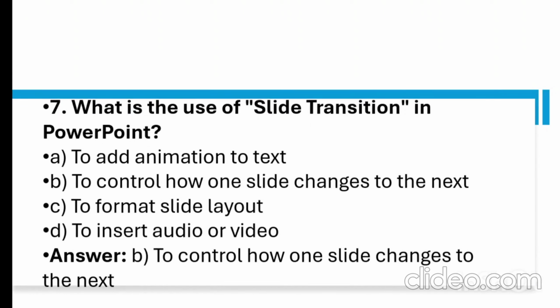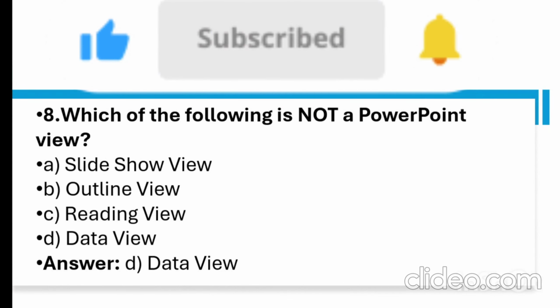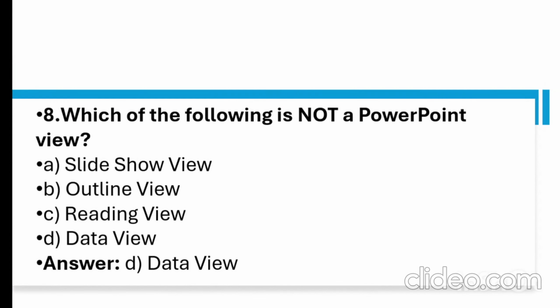Question number 7. What is the use of slide transition in PowerPoint? Options are A. To add animation to text, B. To control how one slide changes to the next, C. To format slide layout, or D. To insert audio or video. So the correct answer is option B, to control how one slide changes to the next. Question number 8. Which of the following is not a PowerPoint view? Options are A. Slideshow view, B. Outline view, C. Reading view, or D. Data view. So the correct answer is option D, Data view.